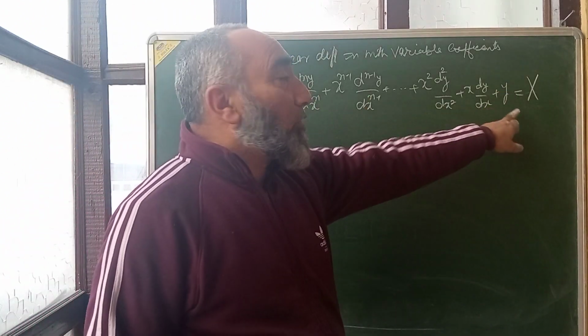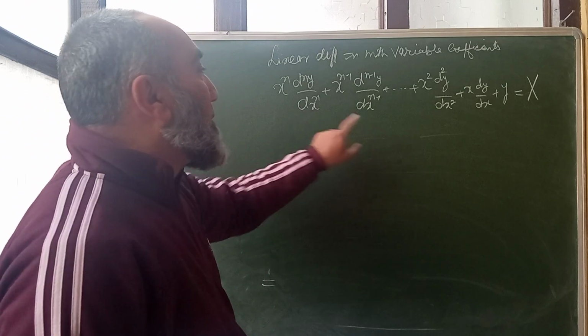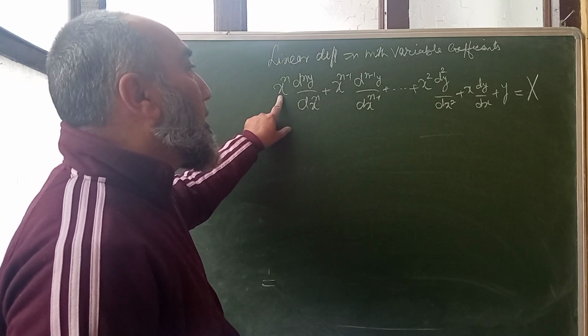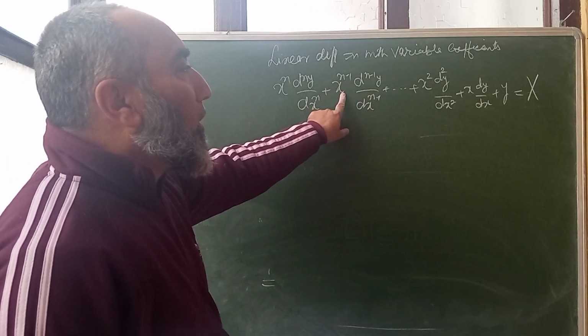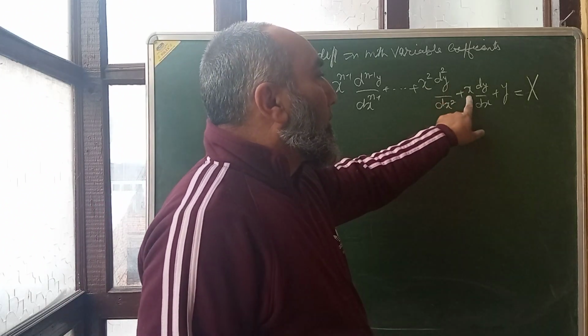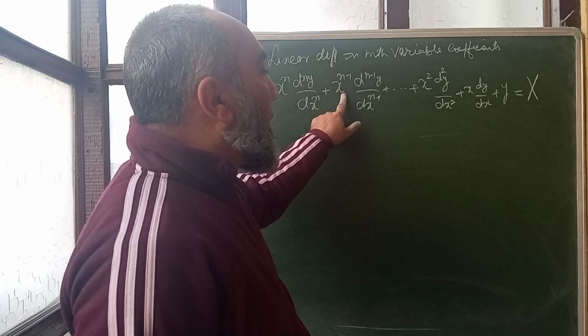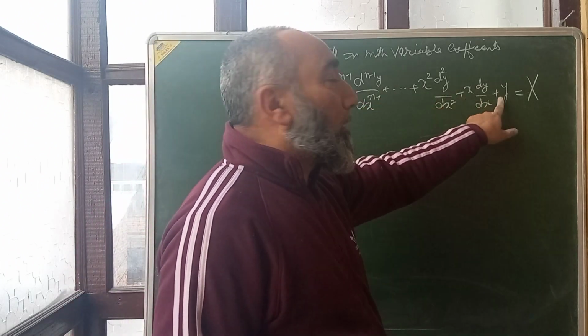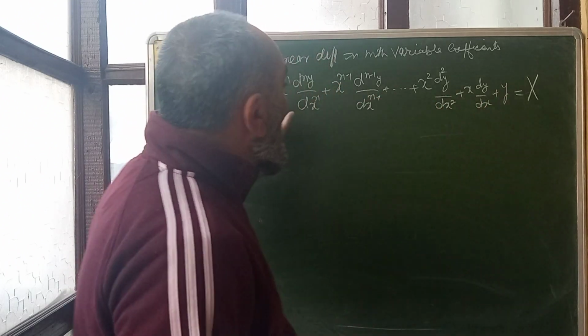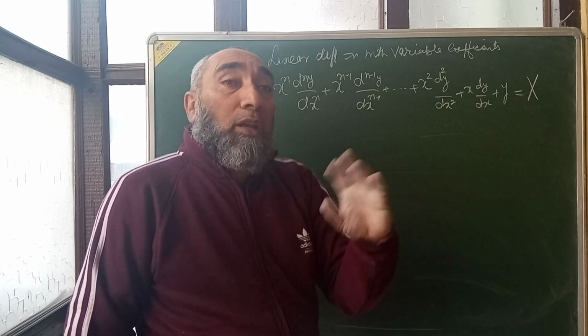Remember, the linear differential equation with constant coefficients was the same, except instead of x raised to the power n it was a_n, then a_(n-1), a2, a1 and a0. Here it is x raised to the power n, n minus 1, x square, x and x raised to the power 0. So instead of constant coefficients you have variable coefficients.